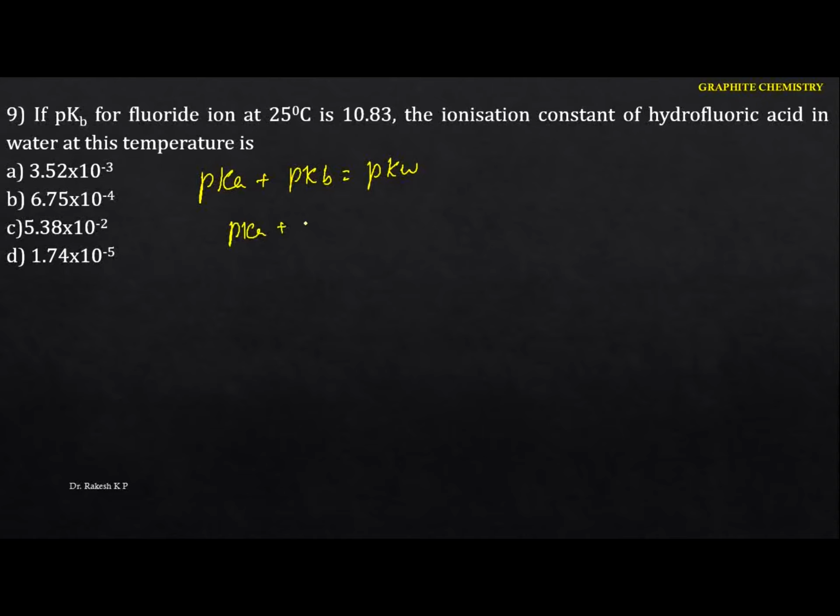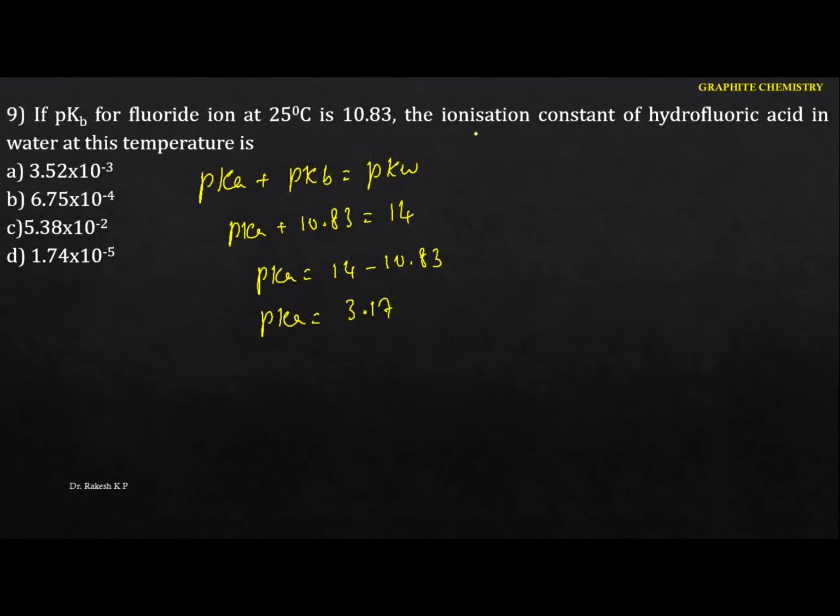pKa plus pKb, which is equal to 10.83. We know that pKa plus pKb is equal to 14. So hence pKa is equal to 14 minus 10.83. So the pKa value becomes 3.17.